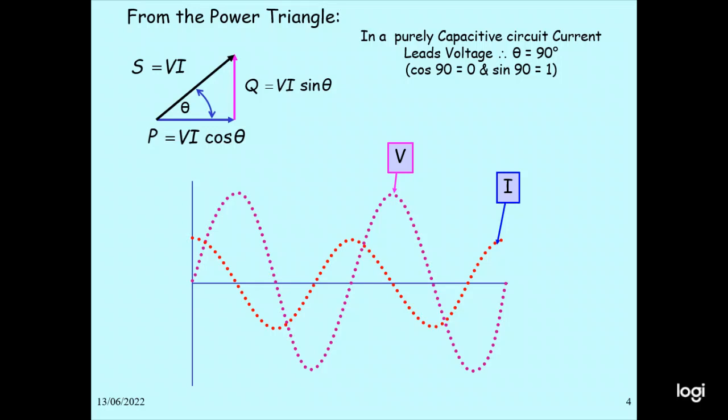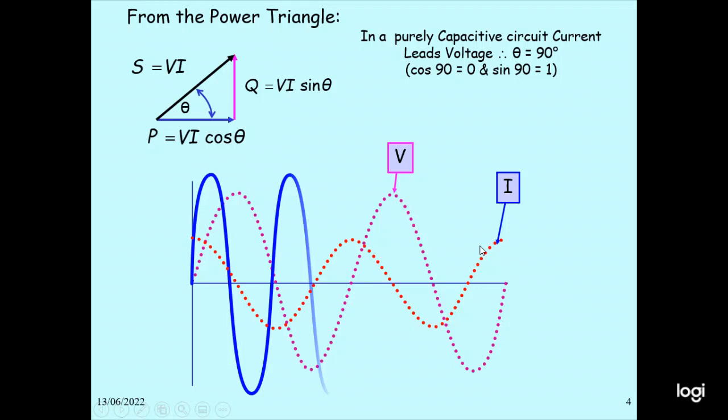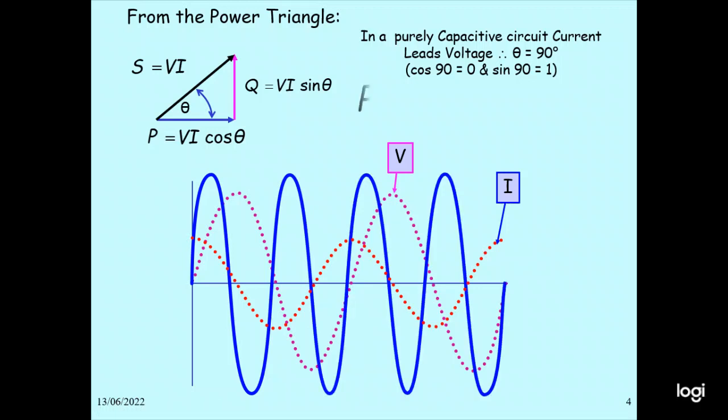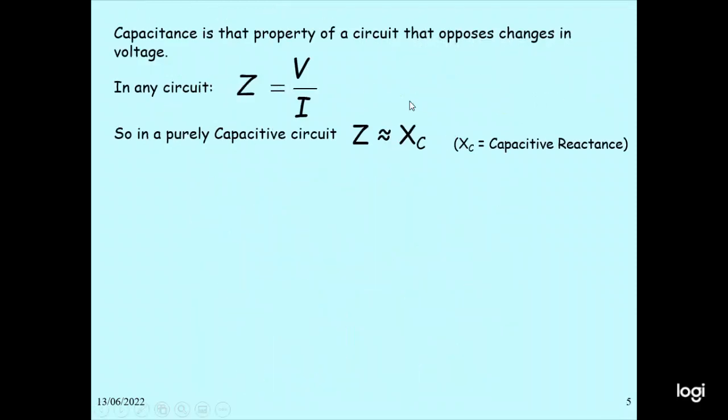In this case, the power triangle: S equals VI, the angle is theta, P equals VI cos theta, Q equals VI sin theta. In a pure capacitive circuit, the angle theta is 90 degrees. So this is the voltage here, the current here. The current leads the voltage by 90 degrees. So this is the power. This is Q, the reactive power Q equals VI. Real power is 0. And capacitance is a property of a circuit that opposes the change in voltage.